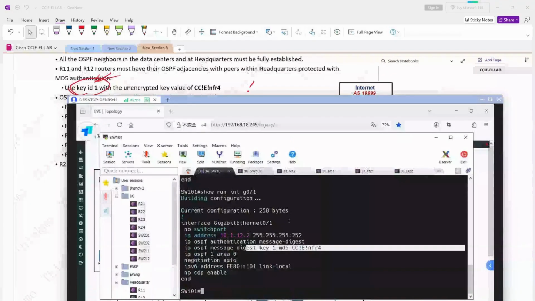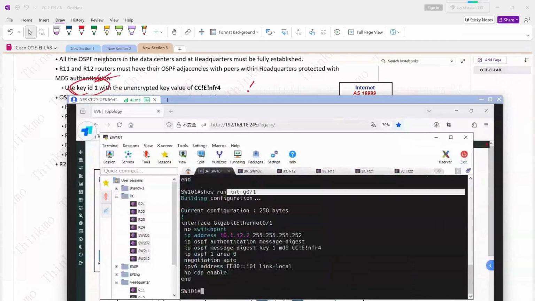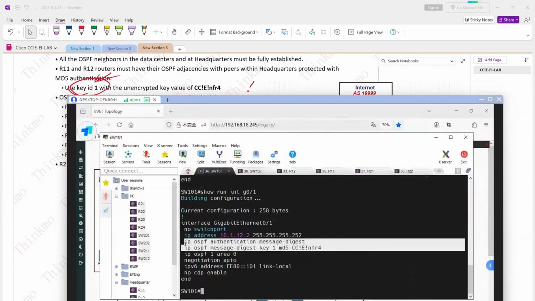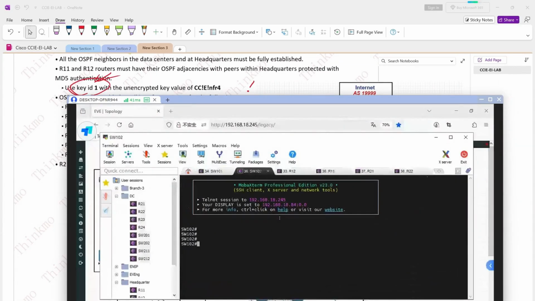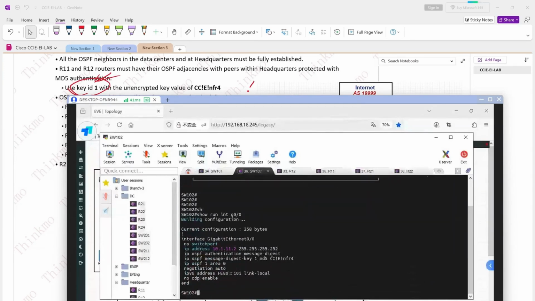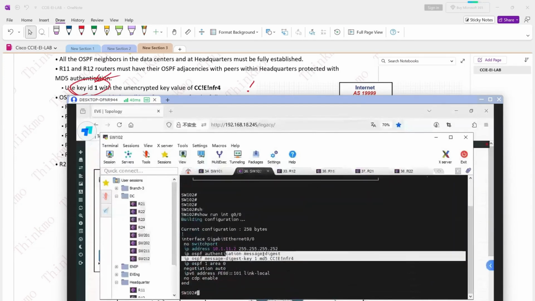All right, both of these have been configured. So for the SW102 switch on the right, its configuration is exactly the same. You just need to copy this over. Just copy these two lines over. Let's take a more detailed look at the interface configuration. For the Gigabit Ethernet 0/0 interface, we have these two specific lines of configuration, and for the Gigabit Ethernet 0/1 interface, it's also these two identical lines of configuration.